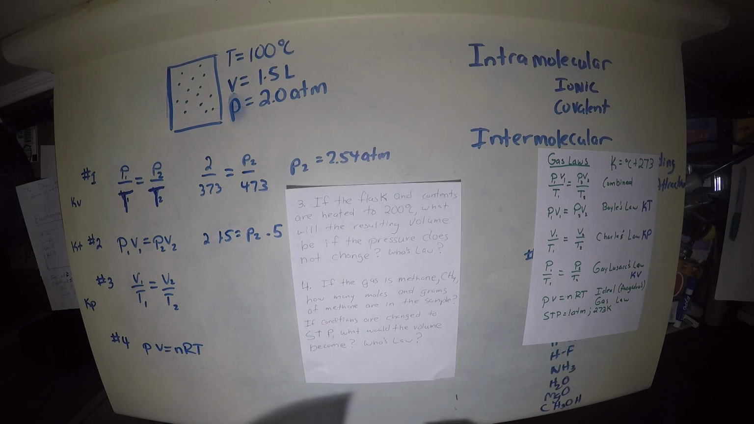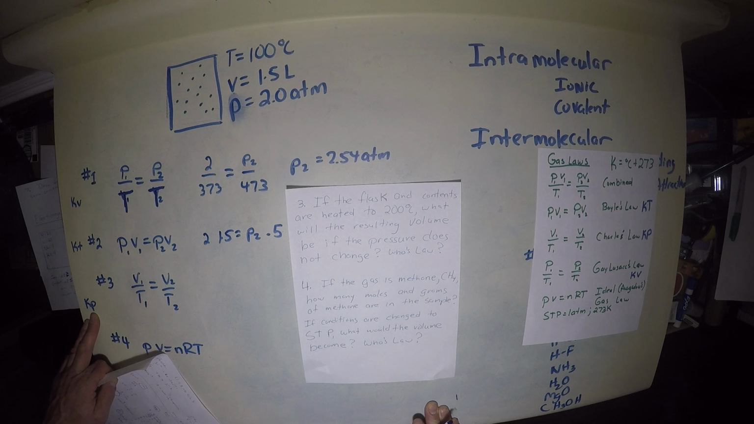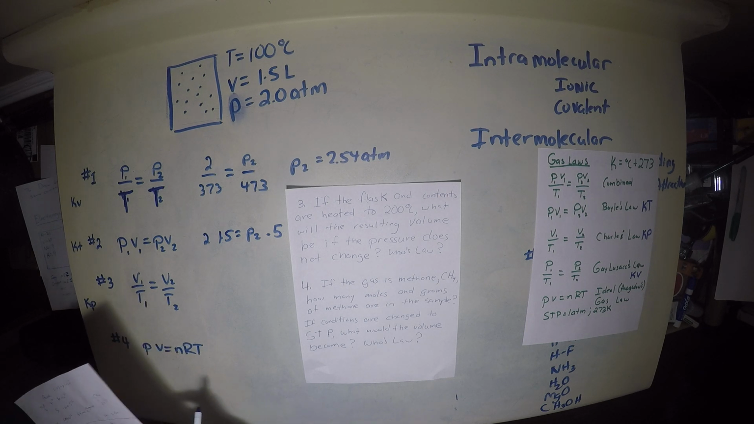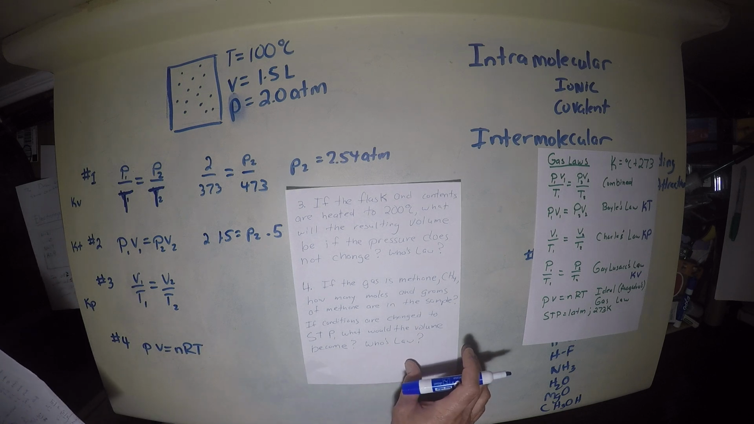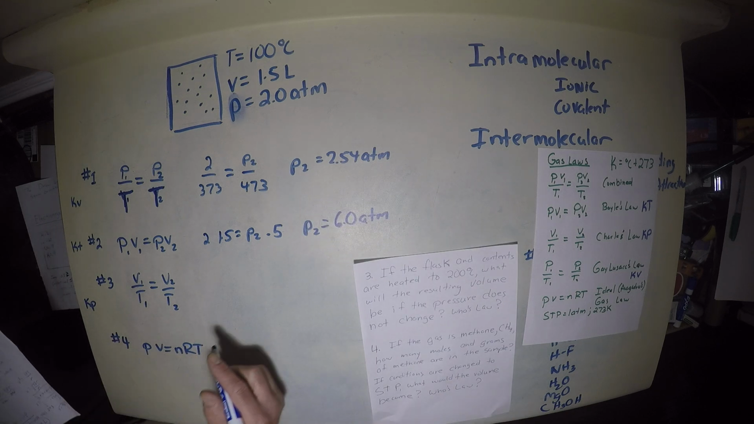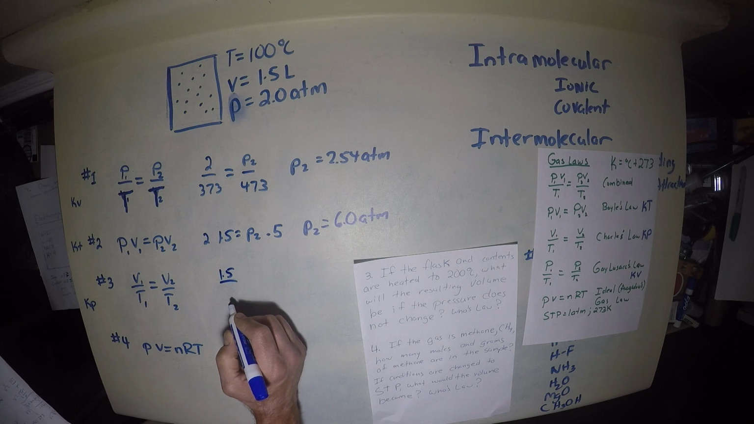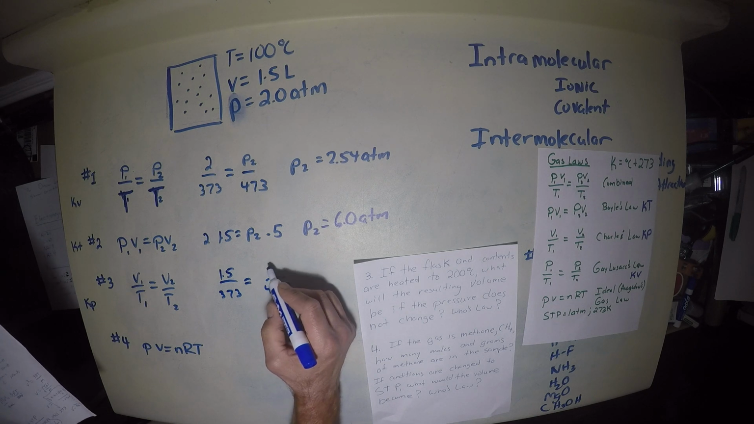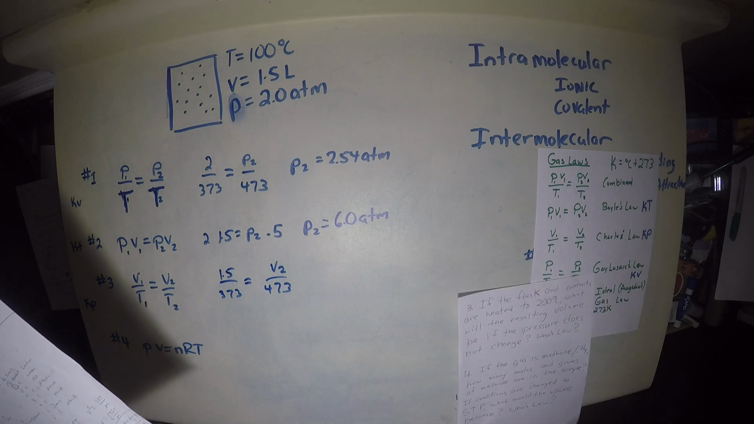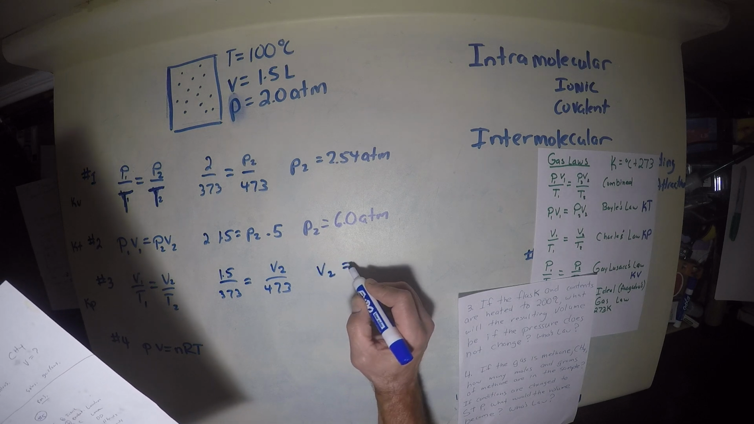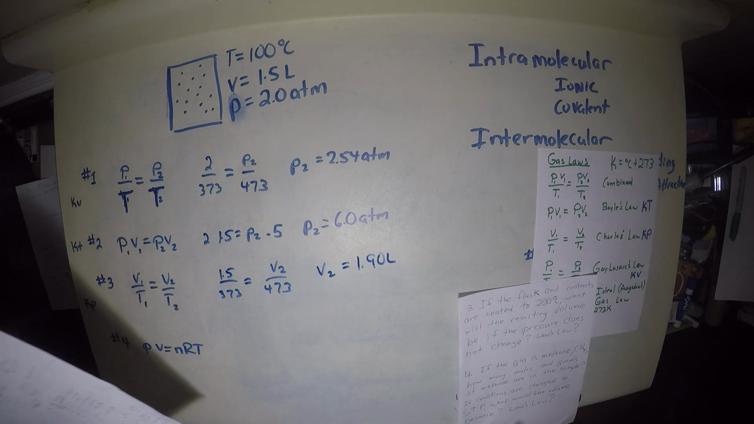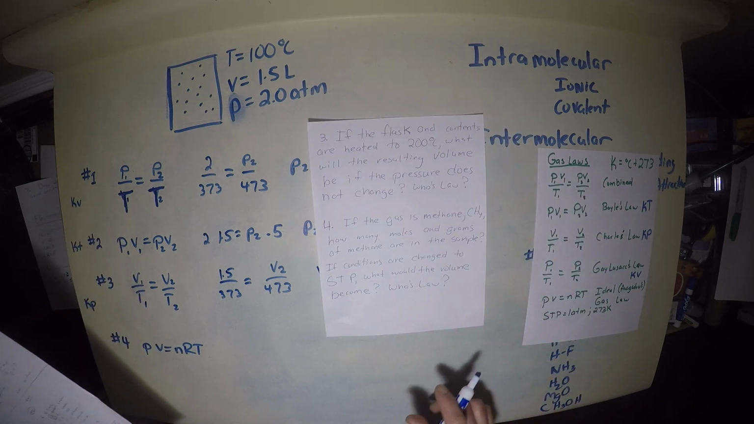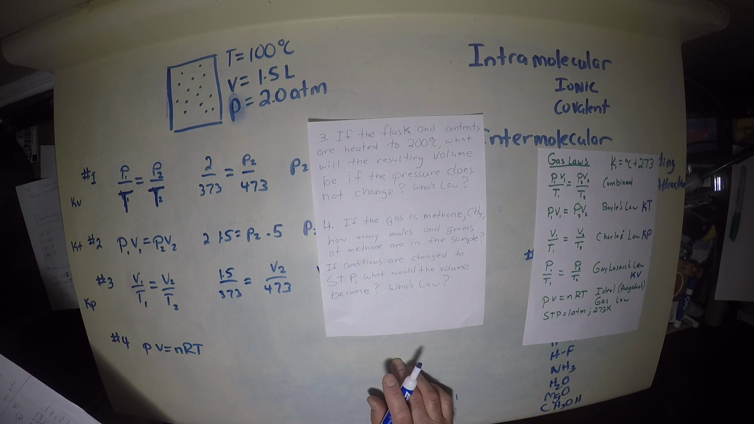Number 3 says if the flask and contents are heated to 200, what will the resulting volume be if the pressure does not change? So at constant pressure, it's a Charles' law problem. Charles' law, we plug in. So we have a V1 of 1.5, a T1 of 373. We're heating it to 473, and we're solving for the new volume, and that will be 1.9 liters.